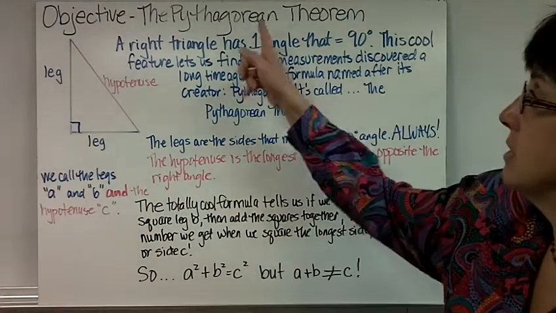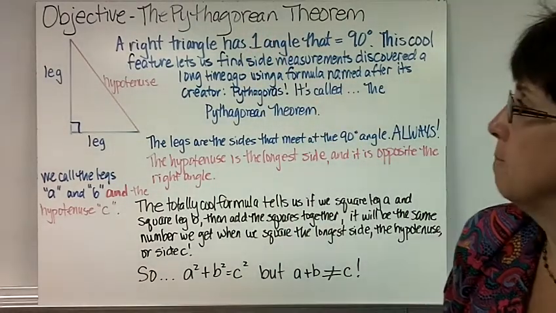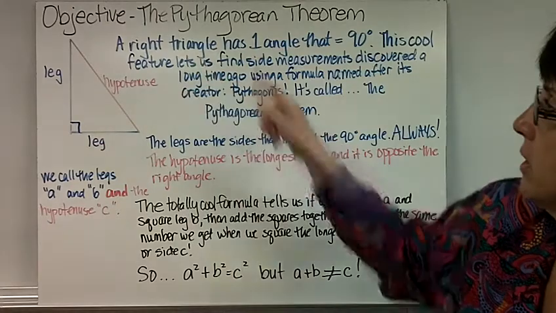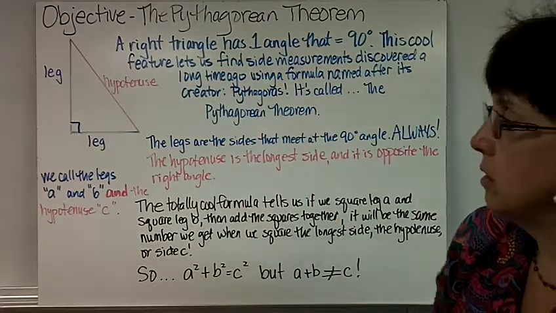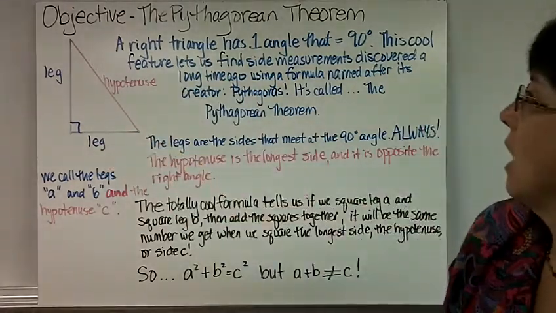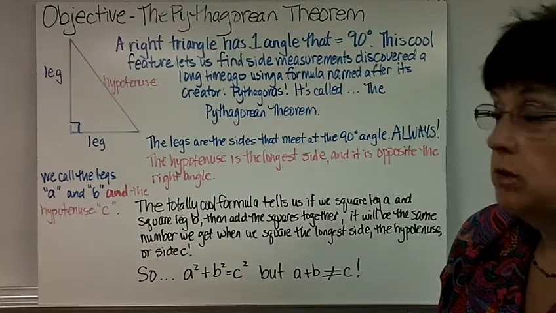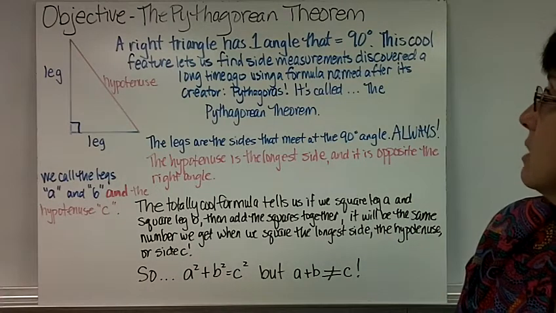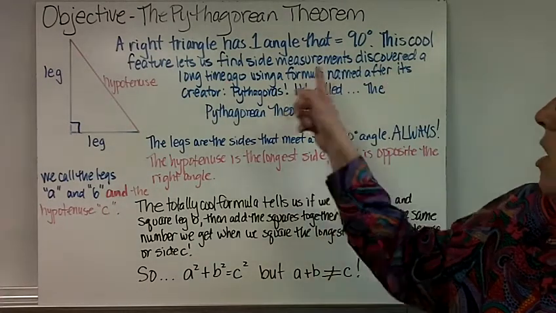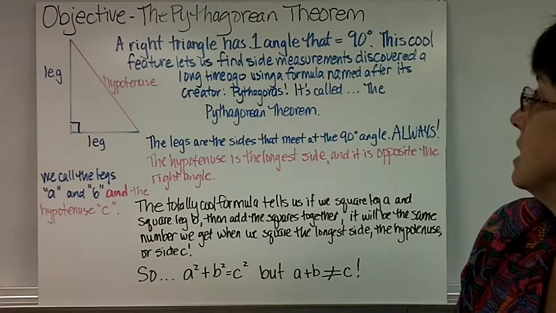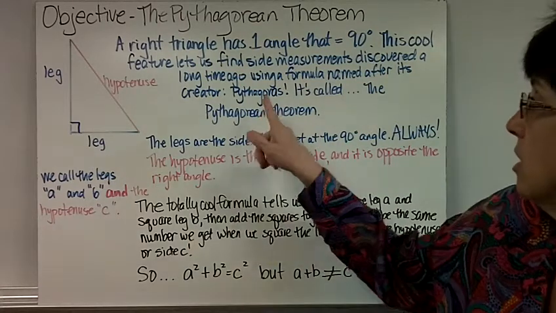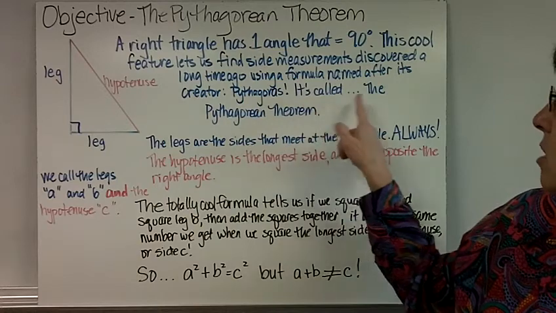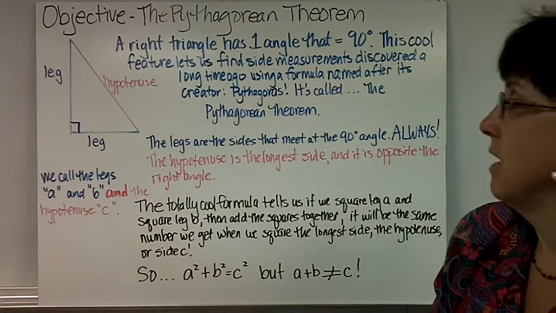Today's objective is the Pythagorean Theorem. A right triangle has one angle that's 90 degrees, and this cool feature lets us find the side measurements, discovered a long time ago using a formula named after its creator, Pythagoras. It's called the Pythagorean Theorem.